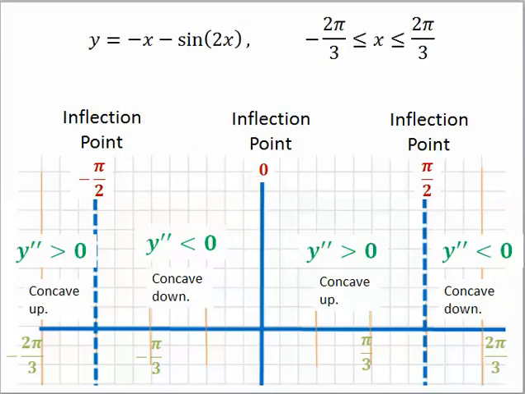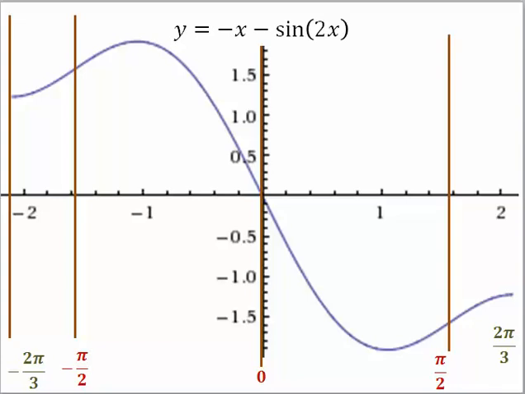So by now you can see we have 3 inflection points. In my first subinterval, my function is concave up, then there's an inflection point, and then concave down, and then another inflection point and concave up, another inflection point and concave down. Let's look at the graph of that. Concave up, inflection point, concave down, inflection point, concave up, inflection point, concave down.